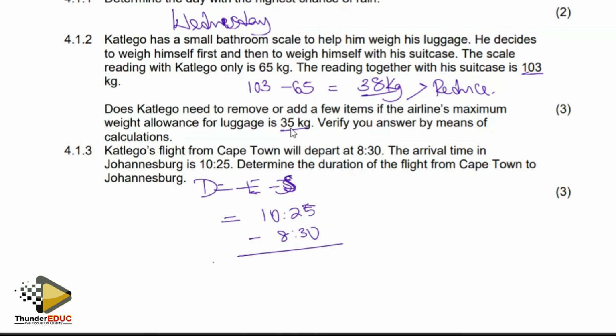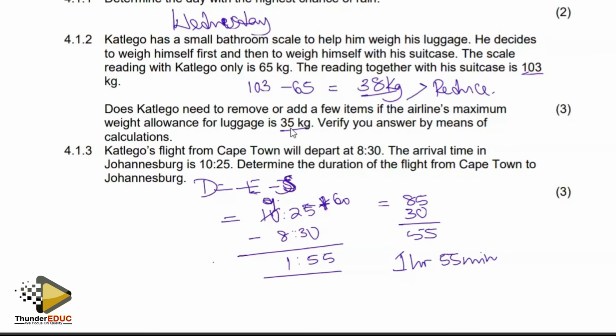So 25 minus 30, it's impossible. We borrow from here, you're remaining with 9. So if you borrow, you've borrowed 60. So when you add the 60 onto 25, you end up having 85. 85 minus 30, you have 55. So this is the answer. These are the minutes. Remember here you remain with the 9. 9 minus 8, you remain with 1. So the time is 1 hour 55 minutes, approximately 2 hours.